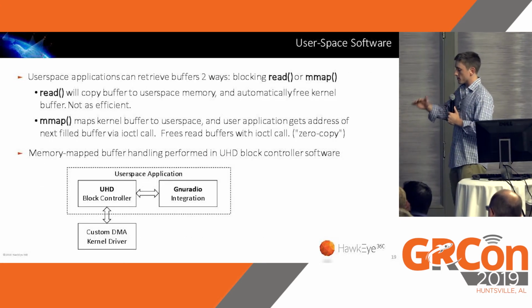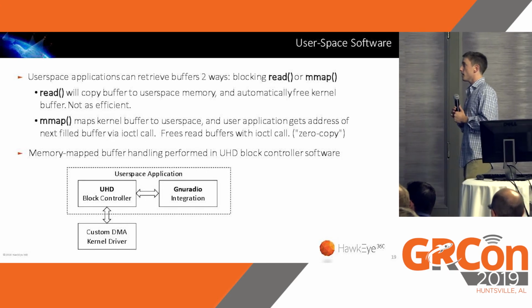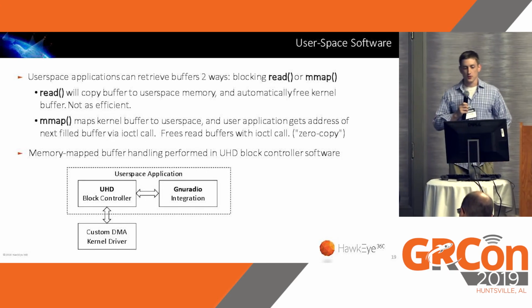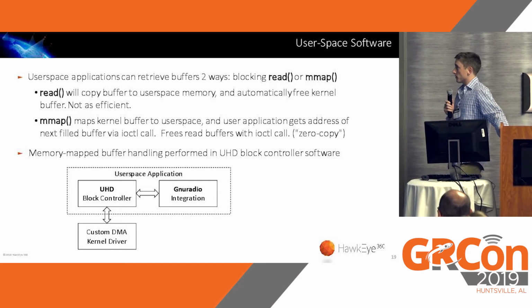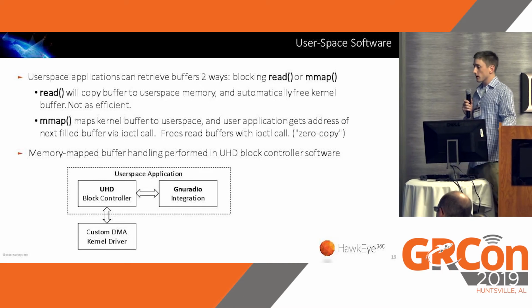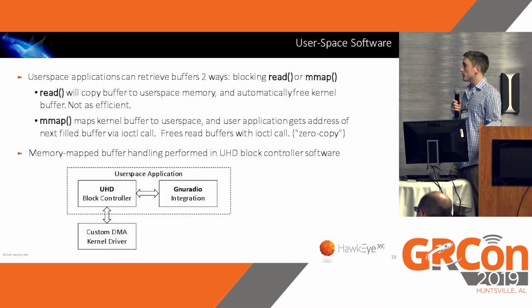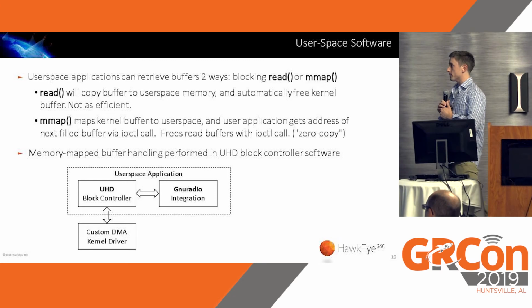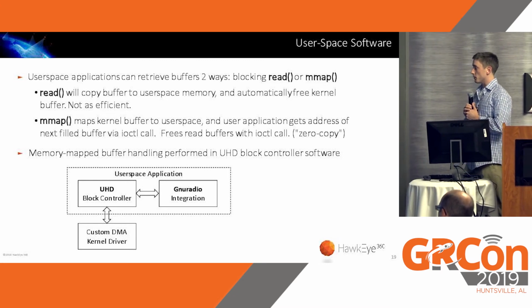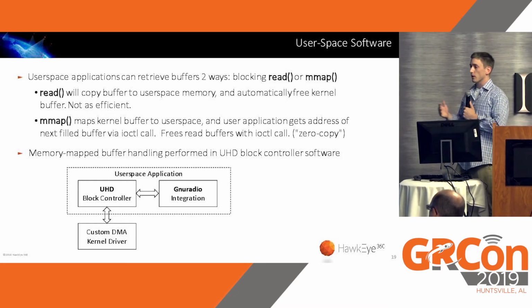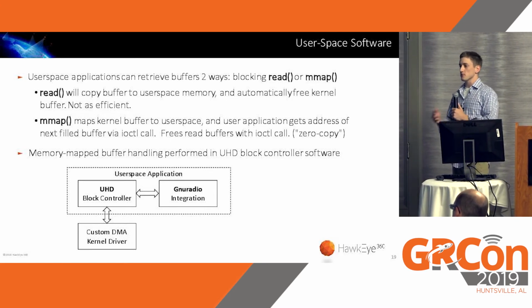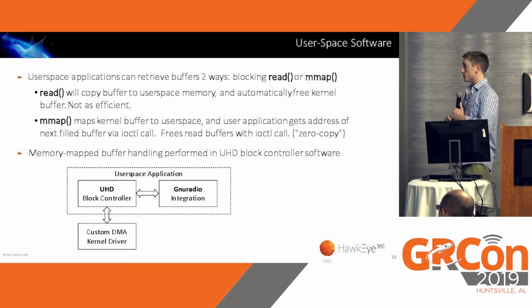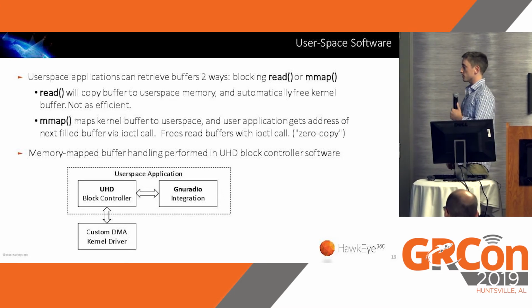Okay, kernel driver, now let's go up the stack a little bit more. Next, you have userspace software. When you're working in userspace software in the Linux world, and you want to interact with the kernel driver, you can use a read or an mmap. And you definitely want to use mmap. So you map the kernel buffer to userspace, and then you free the buffer when it's done. The buffer fills up from the DMA, the kernel says it's ready, gives it to userspace, userspace can do what it wants, and then when it's done with the buffer, it says that it's done.